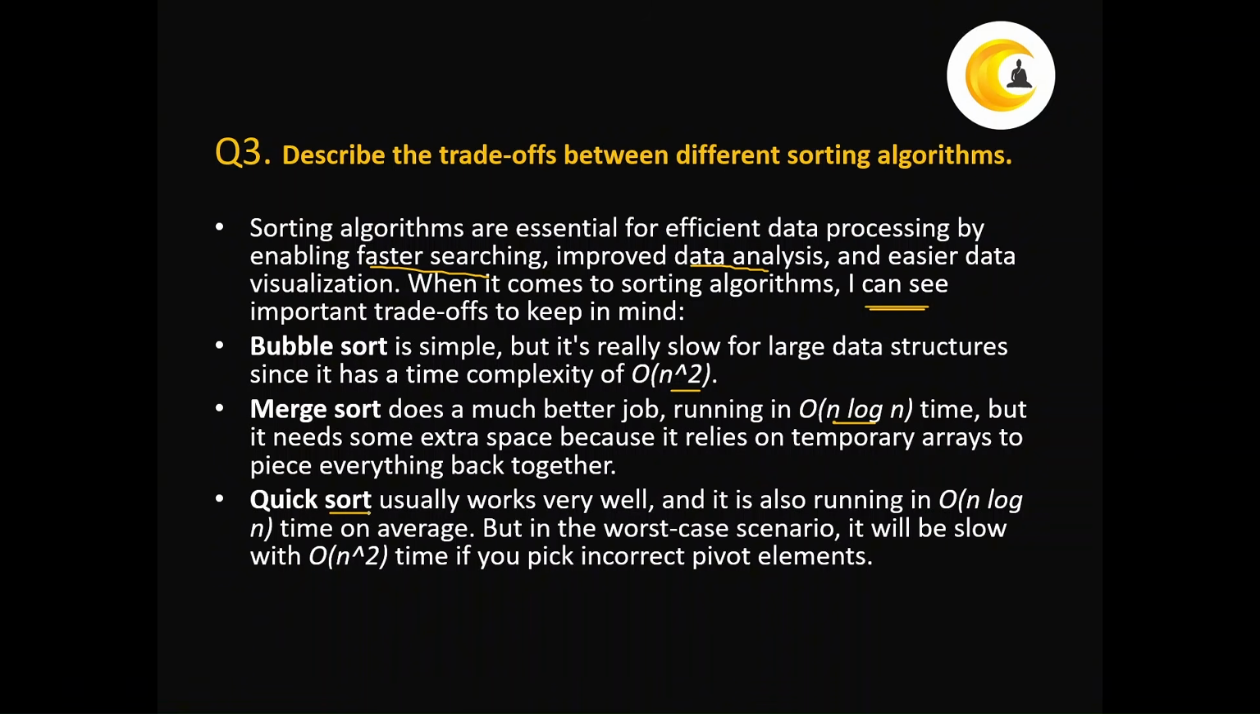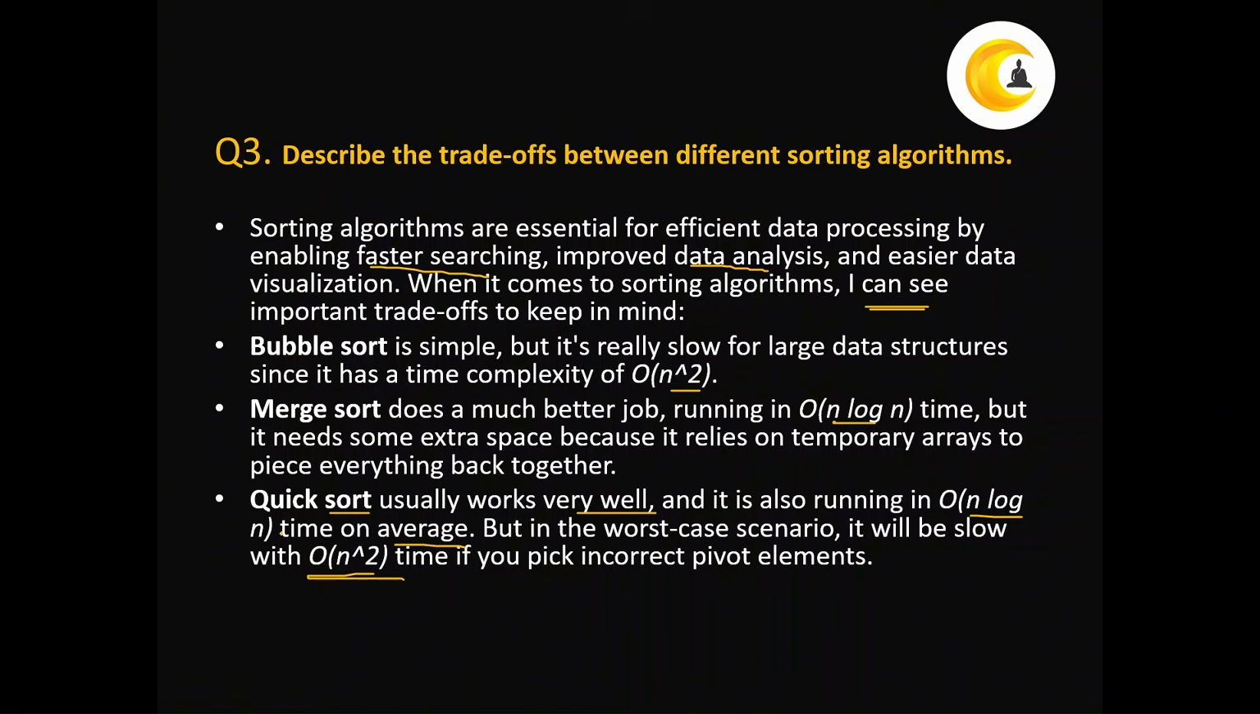Then you can say quick sort. It works really well because it runs in n log n time on average. But in the worst case scenario, it will be slow, with n to the power 2. Why? Because of the pivot. What if you pick a wrong pivot element? 99.99% of the time you will choose a good one, but in the worst case you just might not. That is why in the worst case it has the same time complexity as bubble sort. So you can talk about these three sorting algorithms.